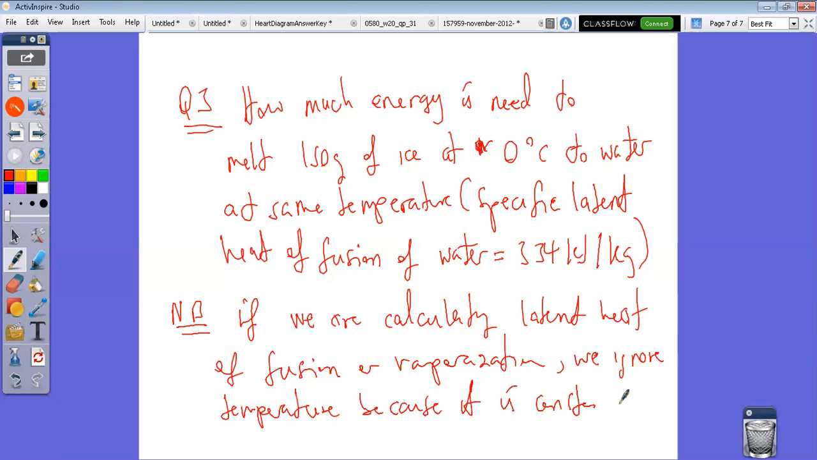So what will happen to our formula? Our formula is simply E is equal to mc. Clear? We dropped the delta T there. There is no increase in temperature. When we are dealing with latent heat, this question is talking of latent heat of fusion. I showed you from the cooling curve and the heating curve that the temperature is constant. Making sense?